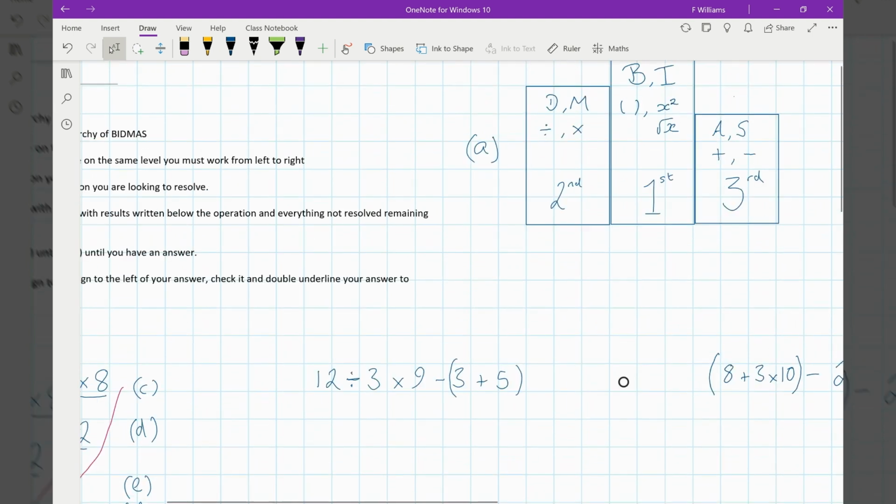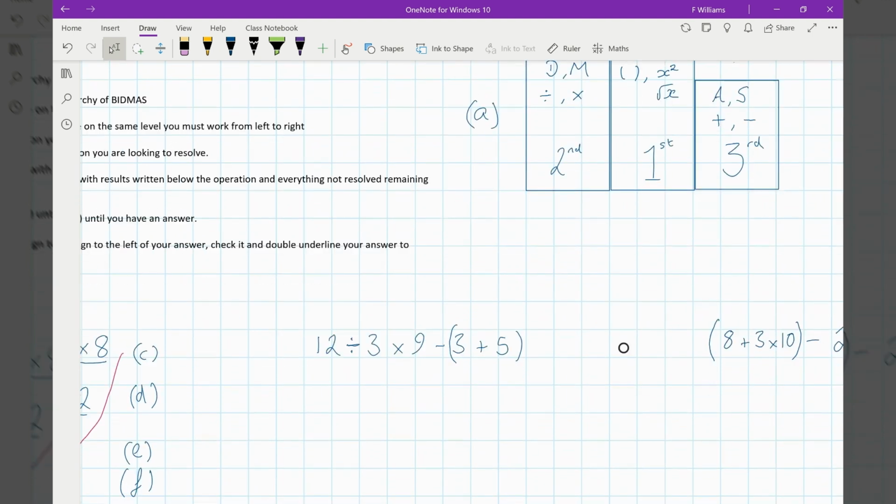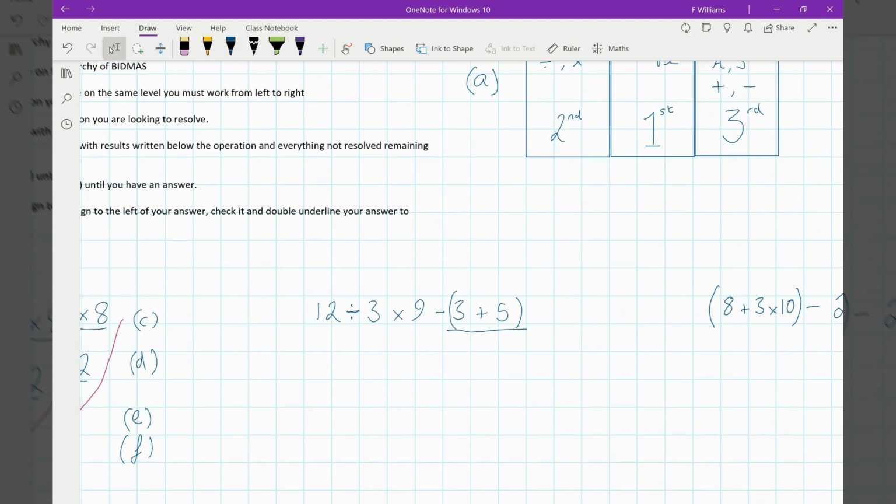So do I have any brackets or indices? Yes, I have some brackets. So I'll underline my 3 plus 5 in brackets. That's the first thing I must resolve. So 3 plus 5 is 8. Everything else that I haven't resolved stays in the same place that it is. So a minus, a 9, a times, a 3, a divide sign, and a 12.